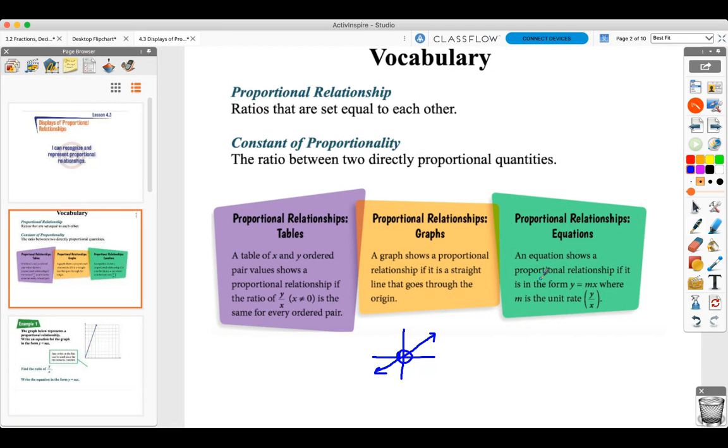And equations. An equation shows a proportional relationship if it is in the form of y equals mx, where m is a unit rate. So the unit rate is y over x, and every single time it's going to just be y equals mx. So let's start going over some examples.